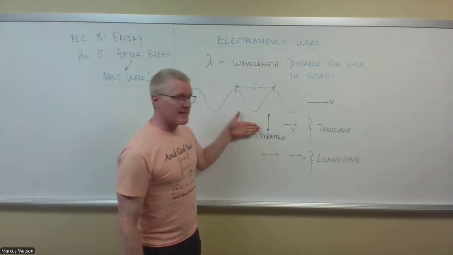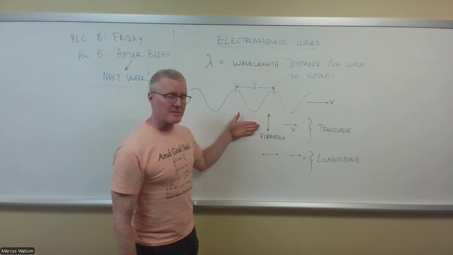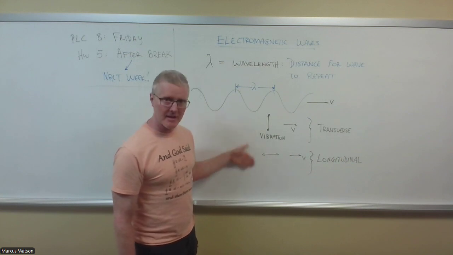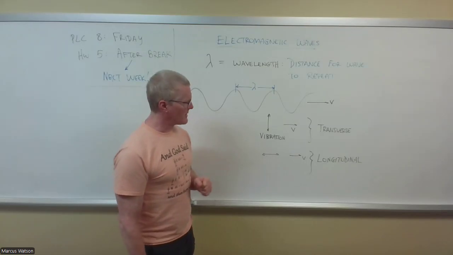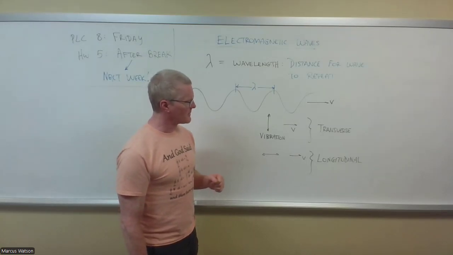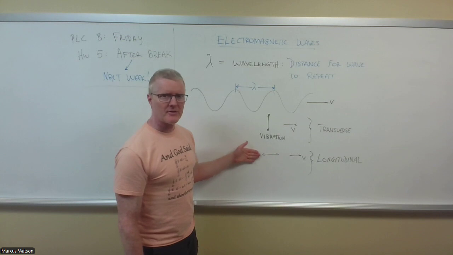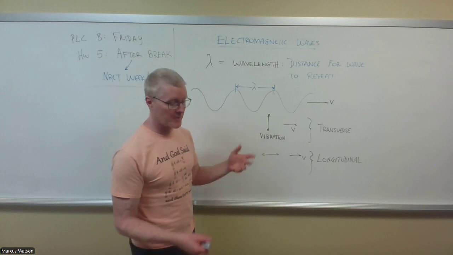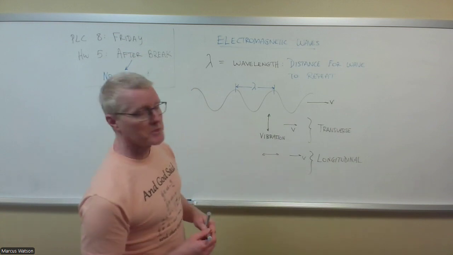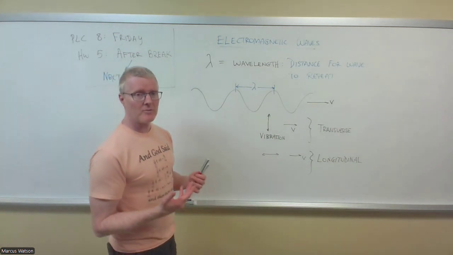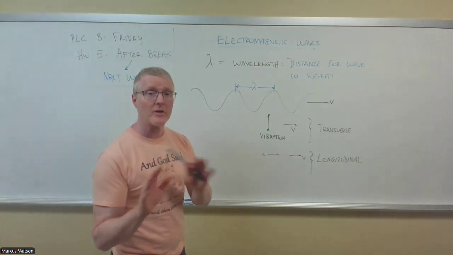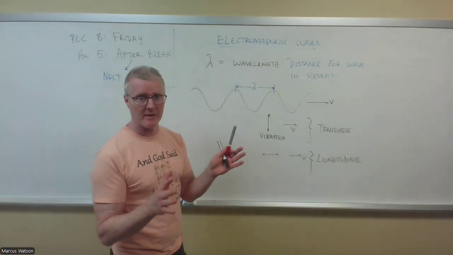So light is 100% transverse. Earthquake waves have both of these. Water waves typically have both of these. Sound is longitudinal only. Light is transverse only. So there you go. And also we know that the speed of light in a vacuum is the same for all electromagnetic waves, regardless of their frequencies or wavelengths.